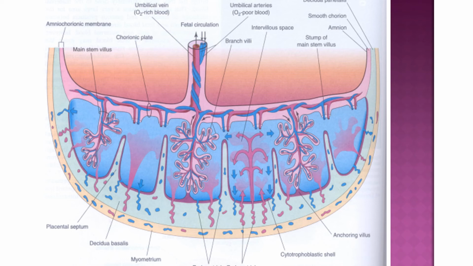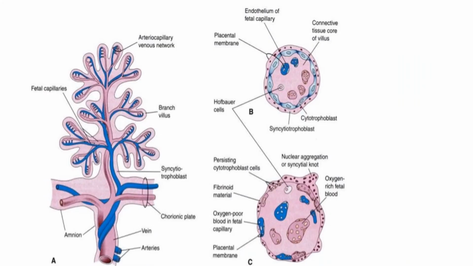So here you can see the microscopic structure. This is the artery and vein. Here there is a chorionic plate, cytotrophoblast, anterior capillary, venous network, fetal circulation, branch venous. Within this section, you can see some cells of the Hofbauer cells.